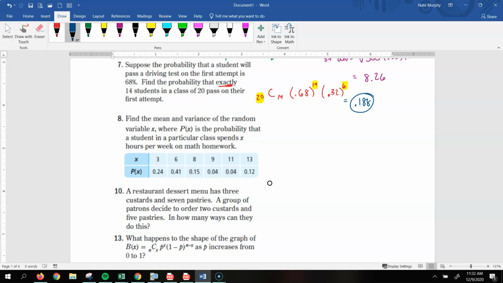So the only way to find the mean of this is to multiply the number of hours for each one, so your values for X, times each of their probabilities. So we could take 3 times 0.24 plus 6 times 0.41 plus 8 times 0.15 plus 9 times 0.04, plus 11 times 0.04, and then plus 13 times 0.12. So when you do all that on your calculator, you end up getting, like I said, your mean is going to end up being about 6.74.